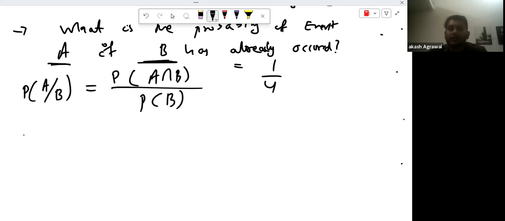A/B, इसको ऐसे लिखते हैं, ठीक है? बहुत बार ऐसे भी लिखा जाता है, so do not be confused. Okay, so probability of A when B has already occurred is probability of A intersection B divided by P of B. Absolutely clear? Yes, sir.